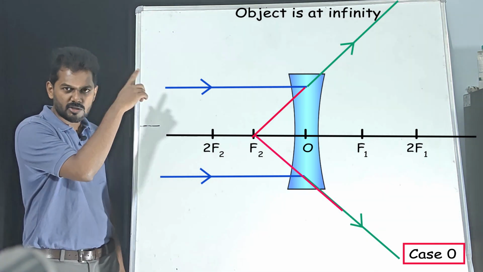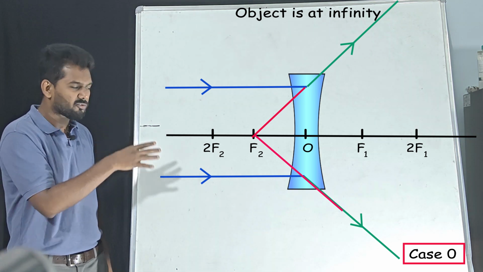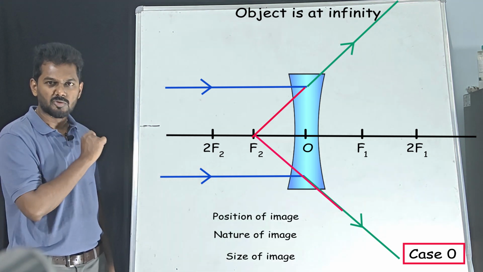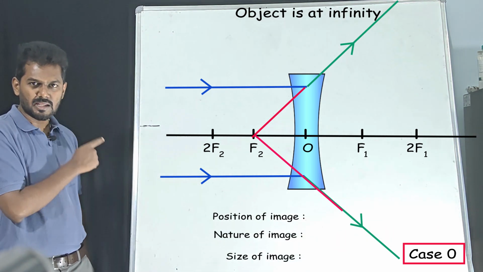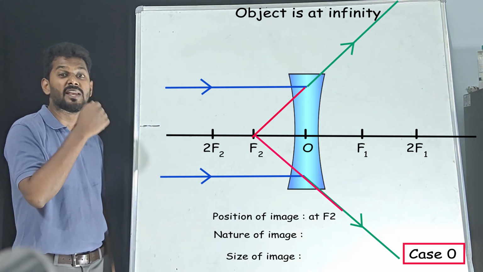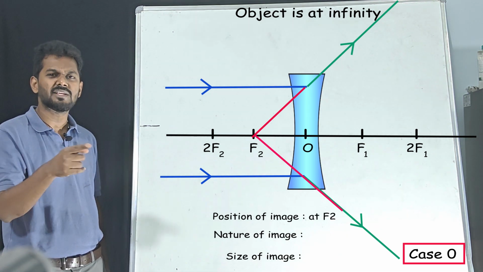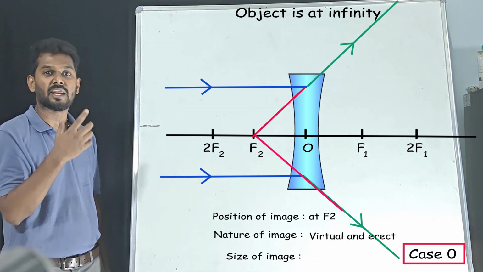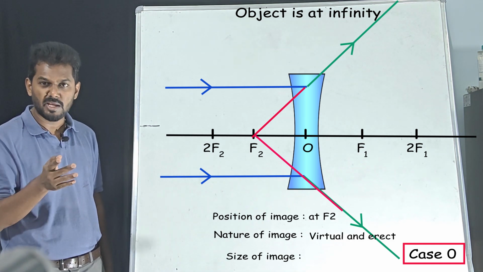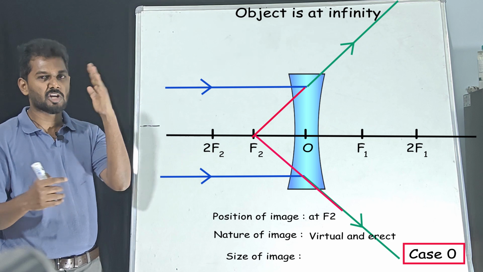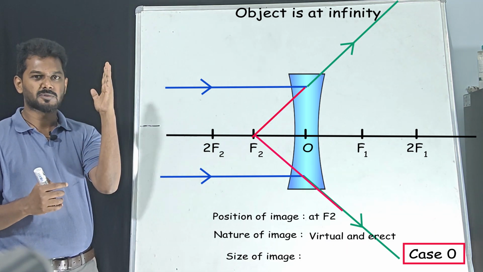Now, once you draw the ray diagram, we have to write the characteristics. Position of the image is at f2. Then nature: we cannot see any intersection of refracted rays, right? So it is virtual and erect. Virtual means it is not a real image. Erect means upright, it is not inverted. Erect means upright, like this.